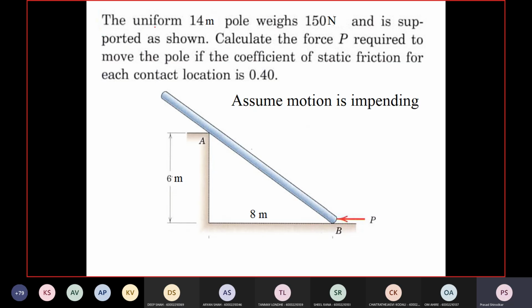Alright. A uniform 14-meter pole. Let's now do this type of question; these are called ladder friction problems. It is not something very different.